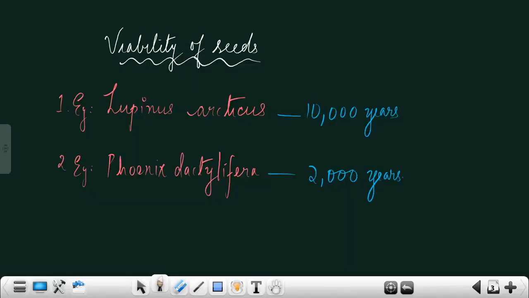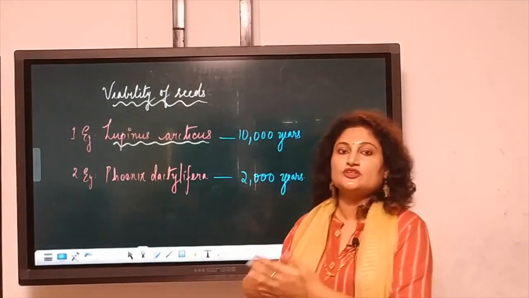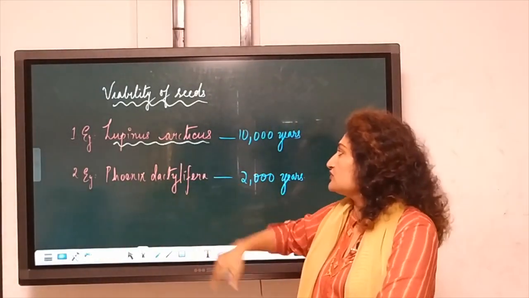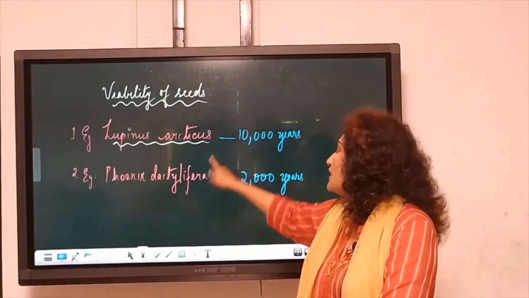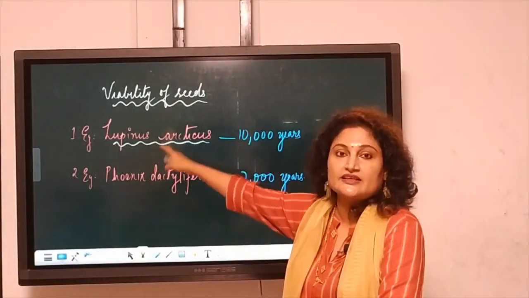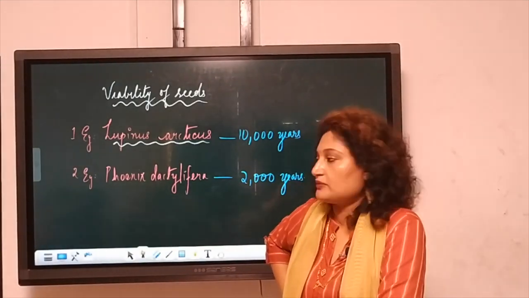The first case is Lupinus arcticus. The viability lasted for 10,000 years. This was found when the ice caps in the tundras were excavated. They found this particular seed. They sowed the seed, it germinated and flowered after 10,000 years. See the length of the viability, how long it was viable.